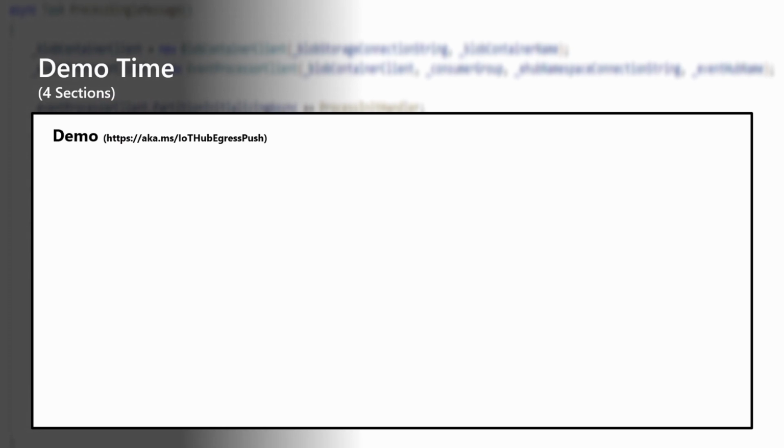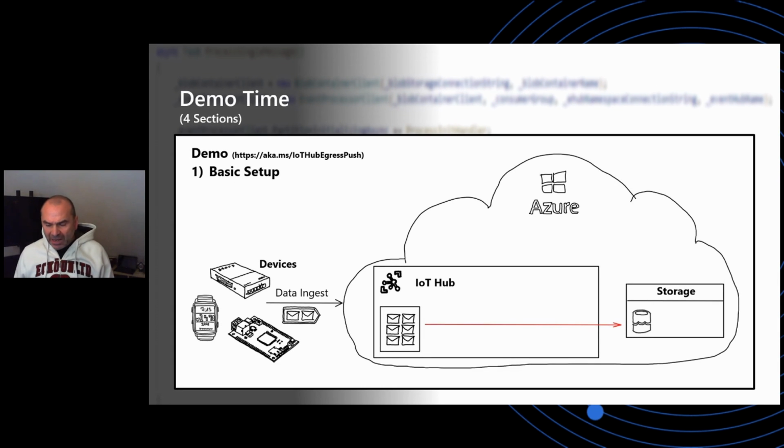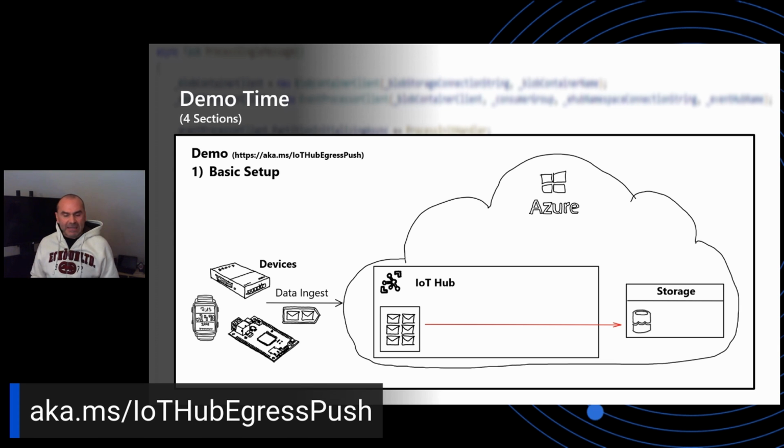And this brings me now to really a demo. And what do I want to do within this demo? So what I want to do is I want to really start with a basic setup. And by the way, you can do the whole demo on your own. There is a link, AKMS IoT Hub Egress Push. And with this link, you can follow the whole demo. There is a script, there is a step-by-step guidance if you want to follow that.